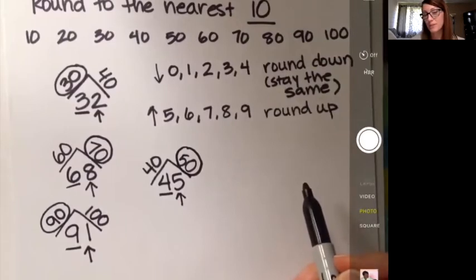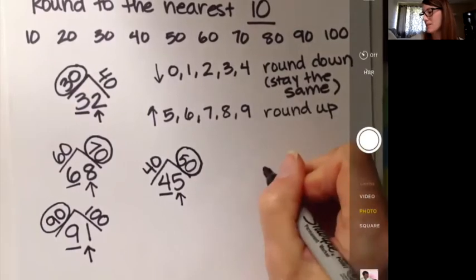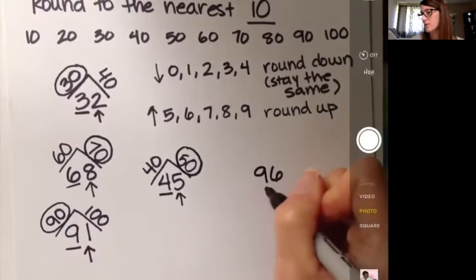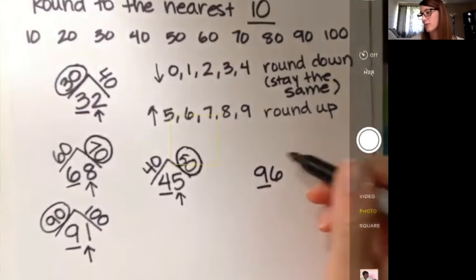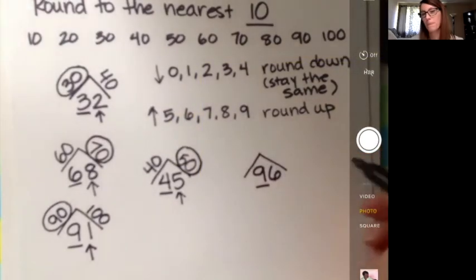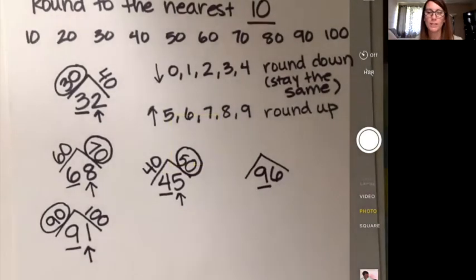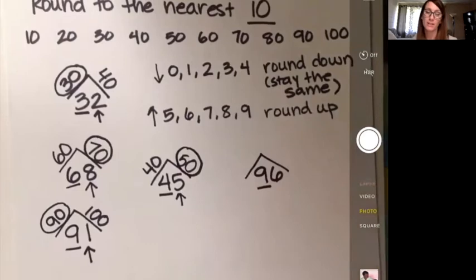Now, let's try another one. Let's try the number 96. Okay, so let's write down 96. Go ahead and underline the number that's in the tens place. Okay, so you should have underlined the 9. Let's go ahead and build our house on top of our 96. Good. So now here's your challenge. I want you to decide what is the 10 that's before 96 and what's the 10 that's after 96. Go ahead and do that now.